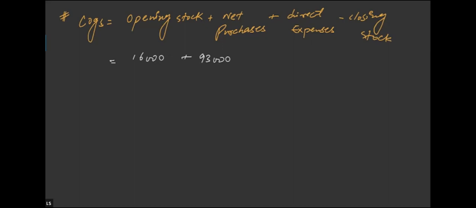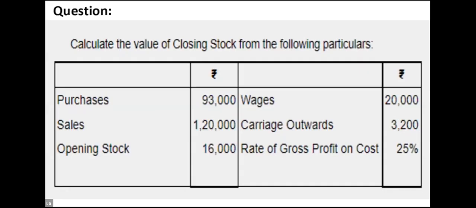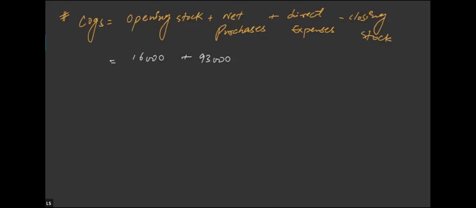Then after that, direct expenses are also given. In the question, we have direct expenses by the name of wages and carriage outwards. Both of these will be considered as direct expenses. So 20,000 plus 3,200 will be 23,200. This will be the direct expense.